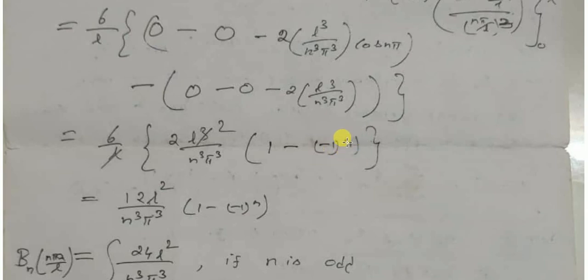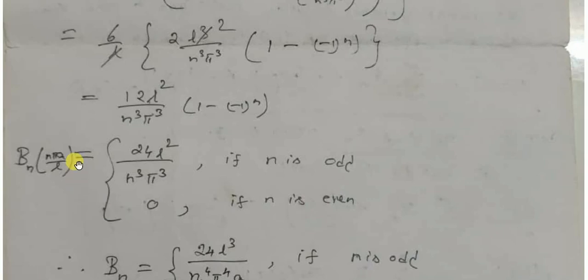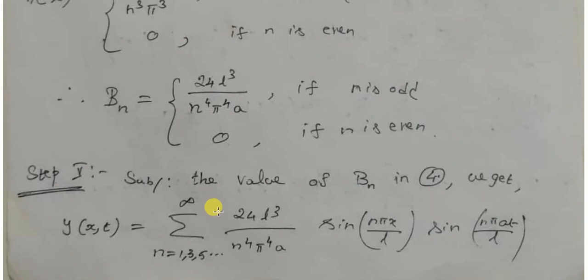So whenever I am taking n value as odd, this term will exist and I got the value as 2. And whenever I am taking n as even, I am getting this term as 1, 1 minus 1 will become 0. So therefore I can rewrite that the solution exists only for odd values of n. So this gives the value 2 if n is odd. So 12 into 2 is 24 L squared by n cube pi cube if n is odd, 0 if n is even. So this n pi a by L I should bring to the other side, and that is the value of Bn, which I have to substitute in equation number 4.